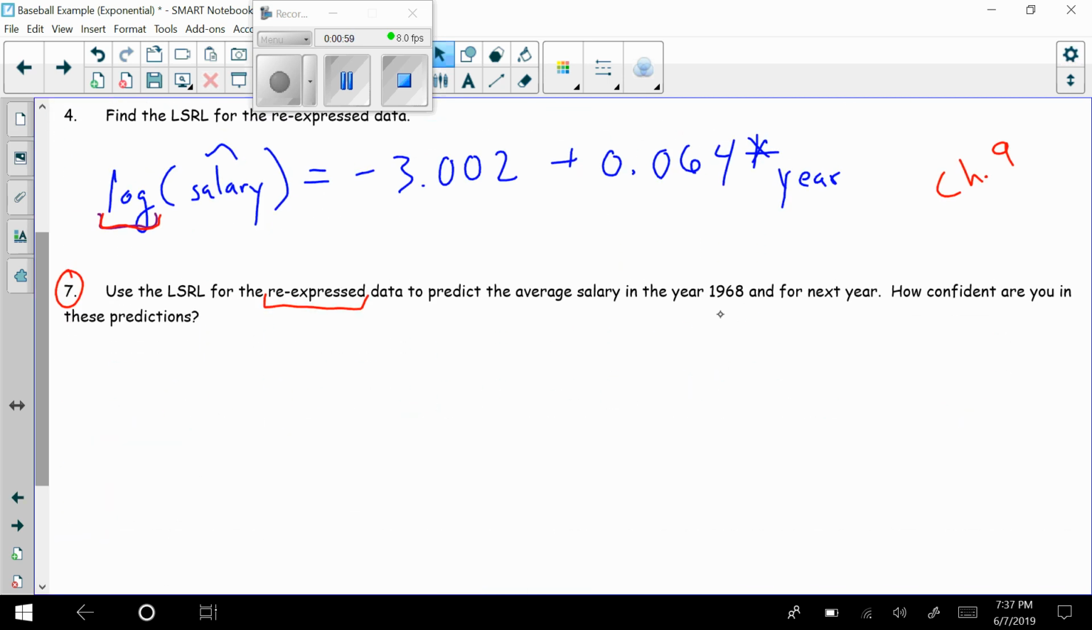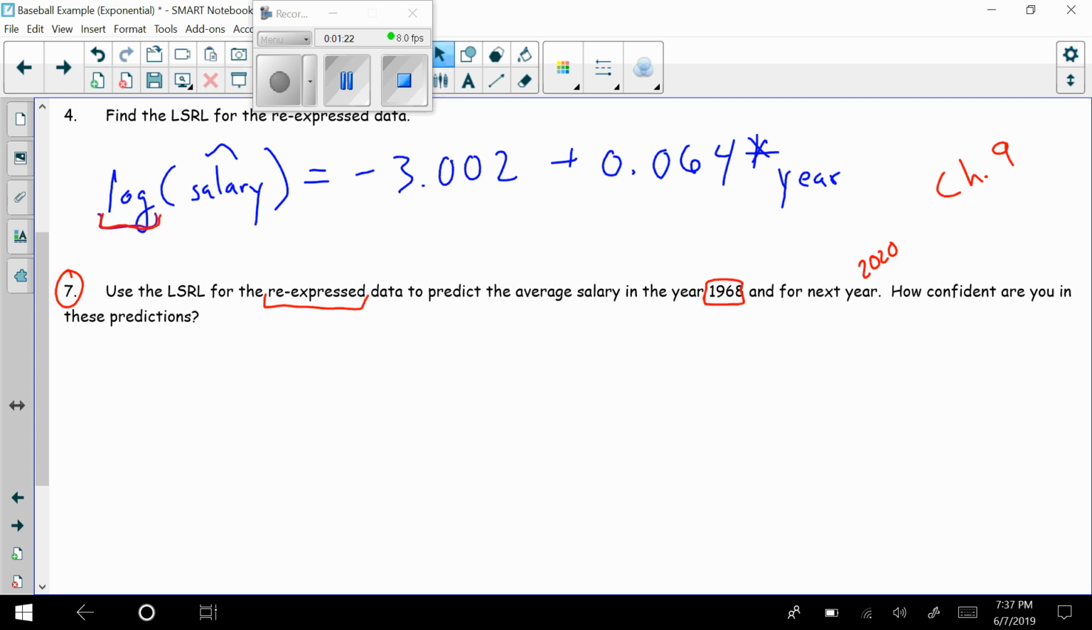So because it's missing, we are going to figure that one out, and it says for the next year, which I'm doing this video right now, it's 2019, so the next year technically would be 2020. And of course then it says how confident are you in these predictions. We'll hold off on that section until we actually have them. So the first one I think I'll do here in red, and we'll do 1968.